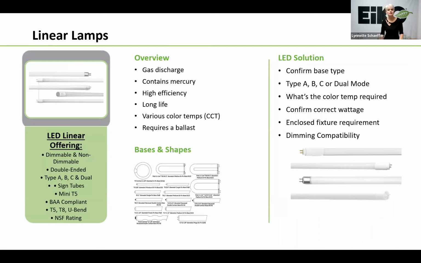So linear fluorescent lamps are a type of gas discharge lamp. We talked about that before. They are known for high energy efficiency, long life, and relatively low cost. And all fluorescent lamps require a ballast to regulate current and provide sufficient voltage. Now, linear fluorescent bulbs come in a wide variety of lengths, diameters, wattages, and color temperatures.